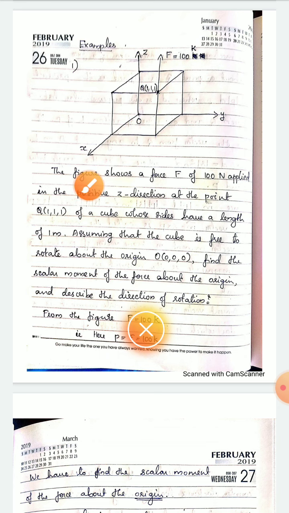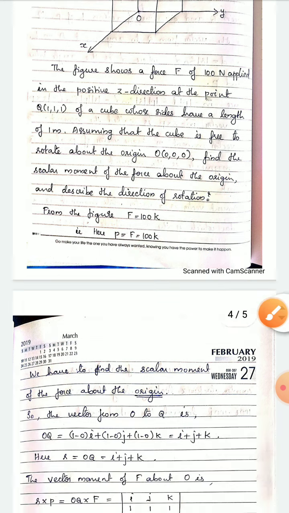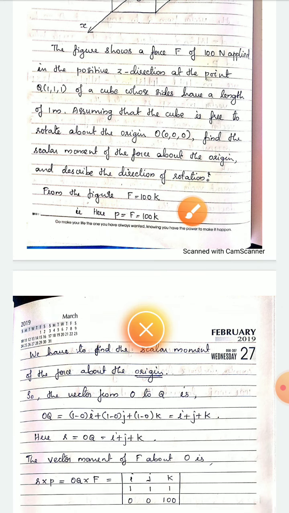Look at the explanation. The figure shows a force F of 100 Newton, the unit is Newton, applied in the positive z direction at a point Q(1,1,1) of a cube whose sides have a length of 1 meter. So a unit cube is given here. Assuming that the cube is free to rotate about the origin O(0,0,0), find the scalar moment of the force about the origin and describe the direction of rotation.